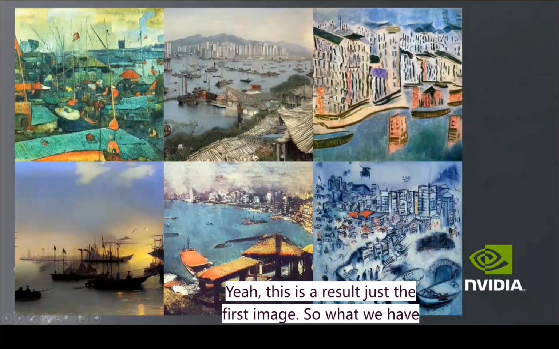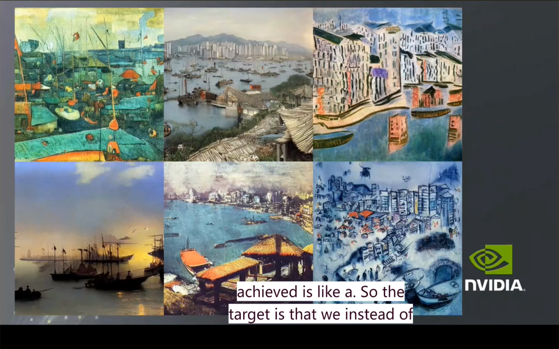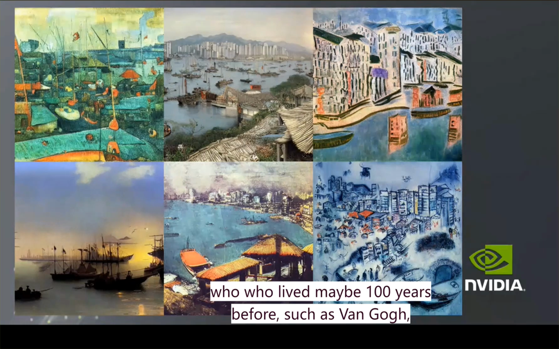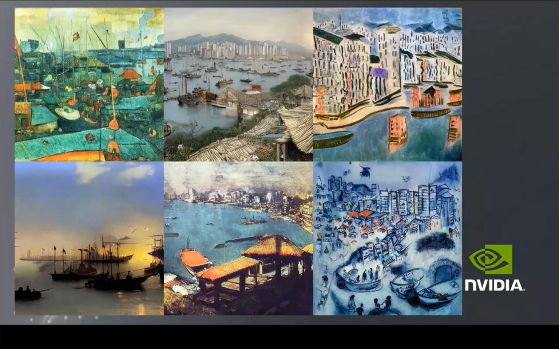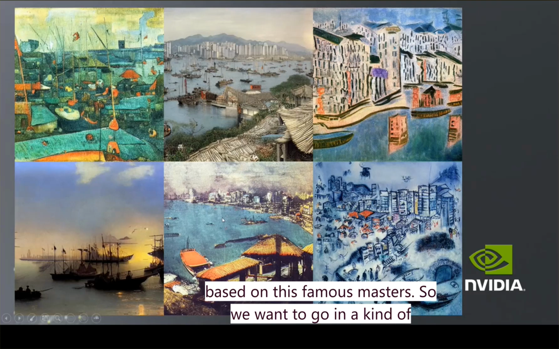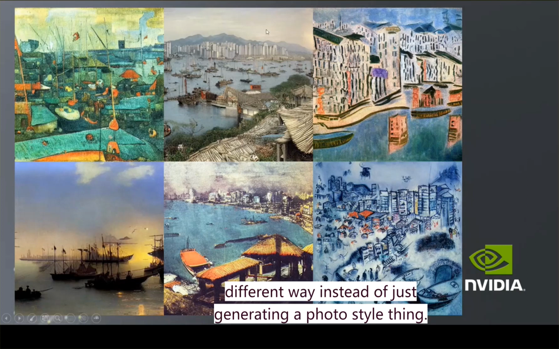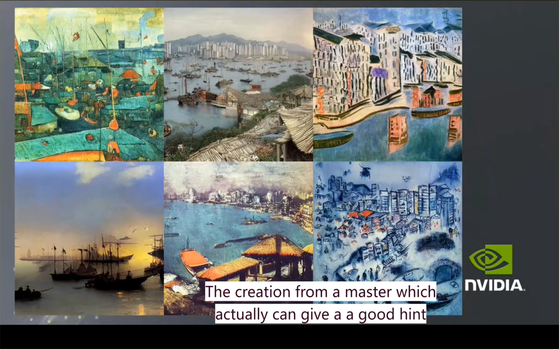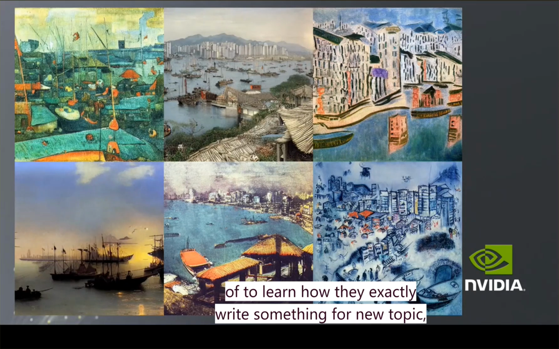What we have achieved is, instead of generating photo-style images, we ask thousands of artists who lived maybe 100 years ago, such as Van Gogh, Monet, Picasso, so many famous people. We want to learn their style of drawing and painting. We want to go a different way instead of just generating a photo-style thing. Everybody can draw a photo, but a creation in the style of a master can give a good hint of how they would exactly paint something for a new topic, right?